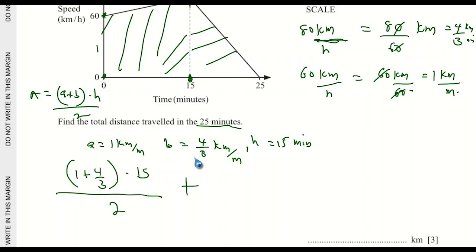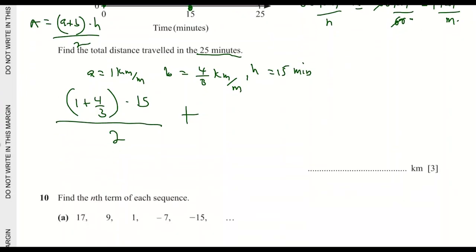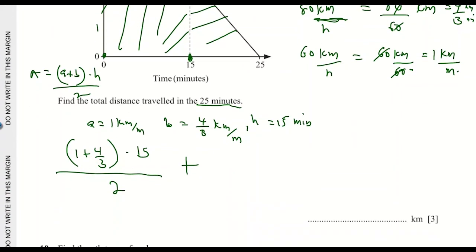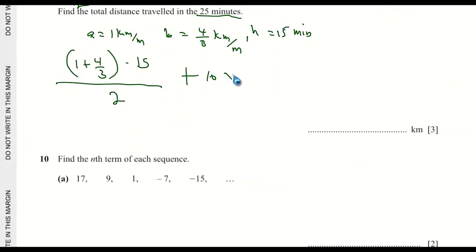Okay, plus, so that's from 0 to 15 minutes, plus the area of the triangle, which covers from 15 minutes to 25 minutes. So which is base times height. So the base here is 25 minus 15, which is 10. And the height is from here to here, which is 4/3 kilometers per minute. So the base is 25 minus 15, that is 10, multiplied by the height, which is 4/3. Okay, so divide everything by 2. So you can actually say multiply by 1/2.